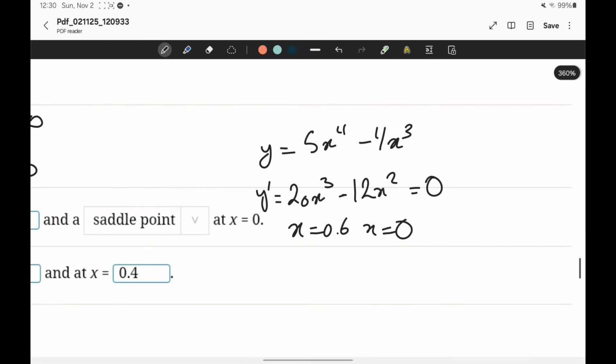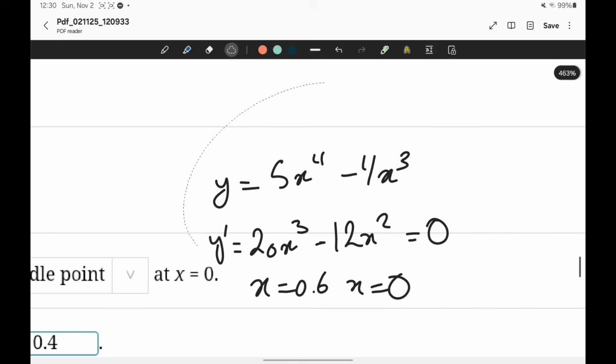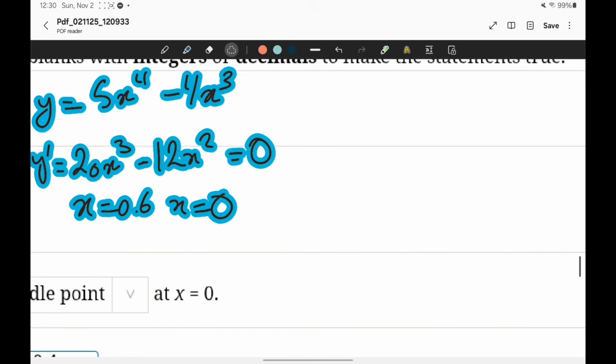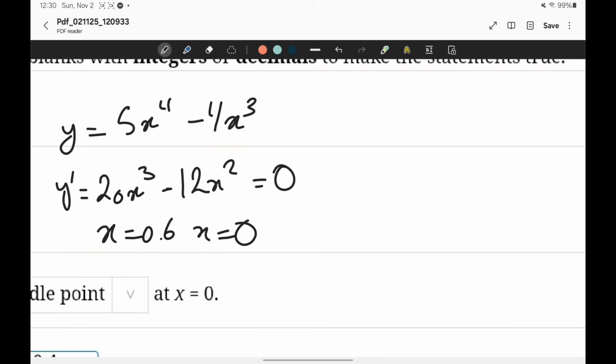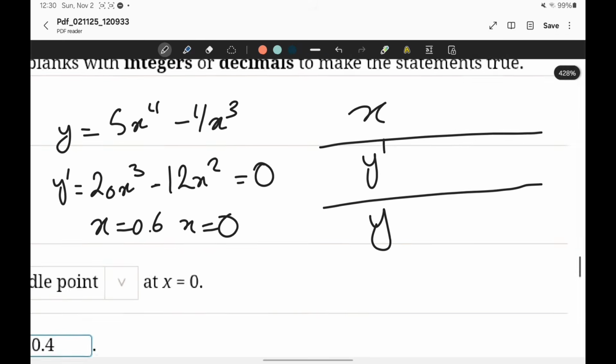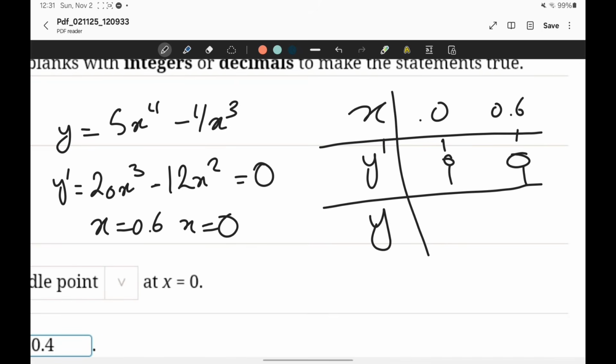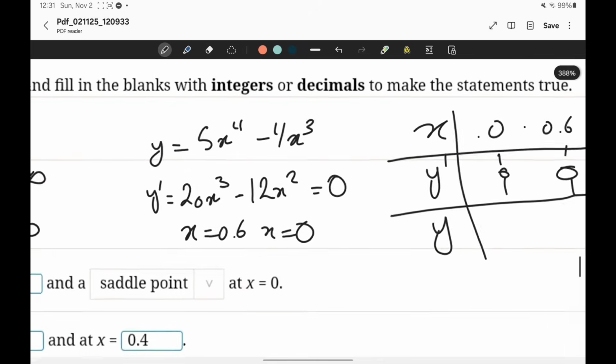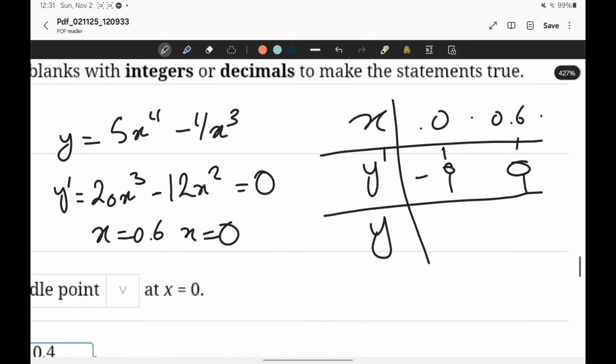Okay, so now we'll do the table. I'll just remove these here for now. Okay, we'll do our table. So x, y prime, y. Here we put in 0, 0.6, these go 0, 0. Now we test for points. Here you get a negative number, and for x we'll do 0.3 for example. You get also negative, here you get positive. So it's going down, down, then up.